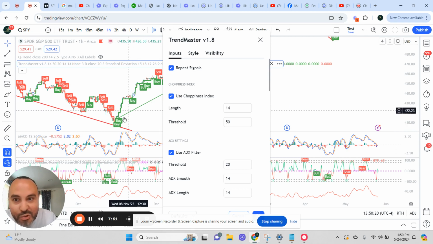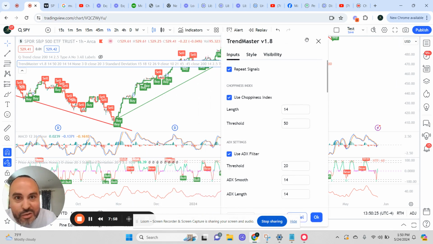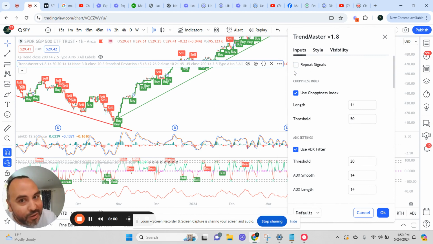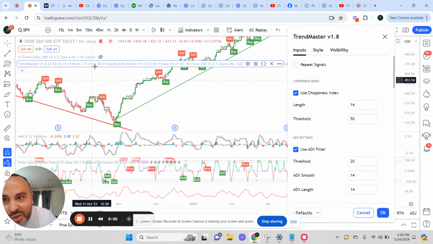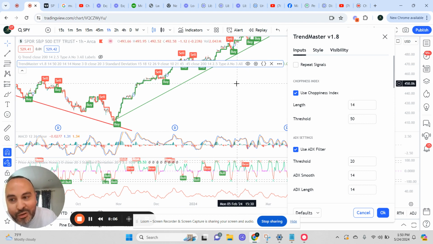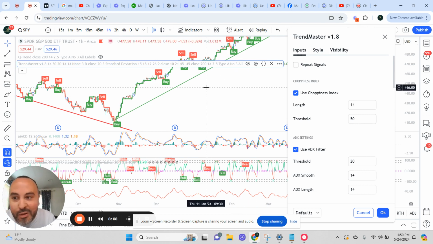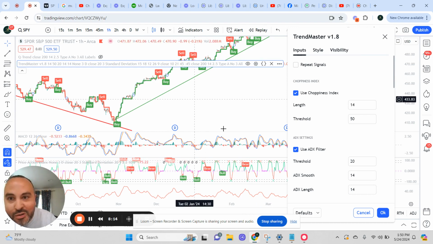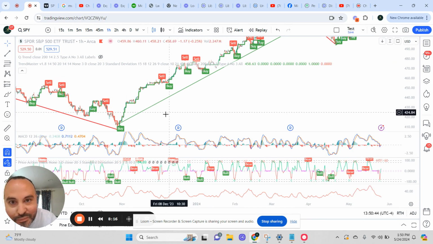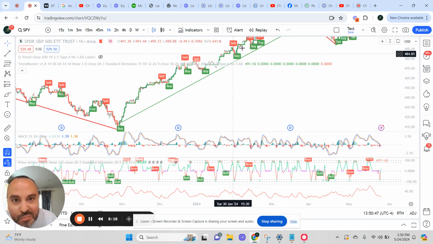Okay, let's go in this one. Here we are in a clear uptrend. You could have gotten in here and made some money there, etc. Made some money. So that's what I really like about the repeat signals, is it really helps you kind of double down and ride your winners. You really want to ride those winners into the sun. Especially when you're in a clear uptrend like this.